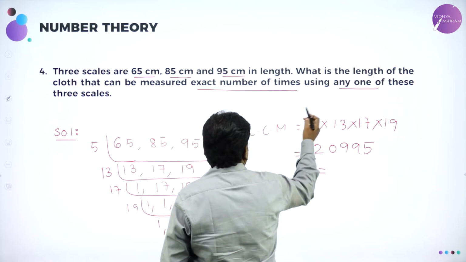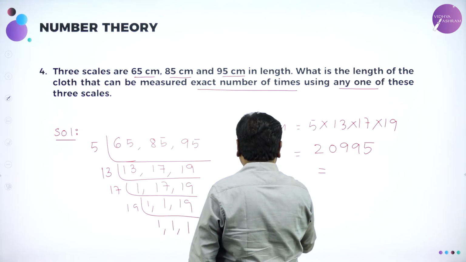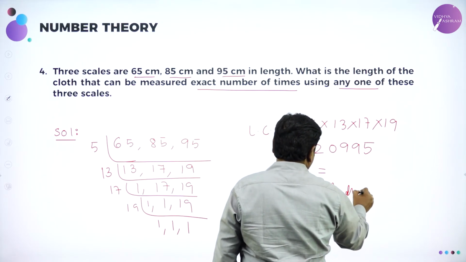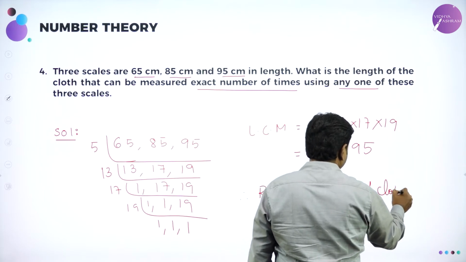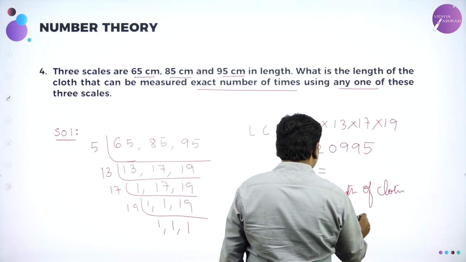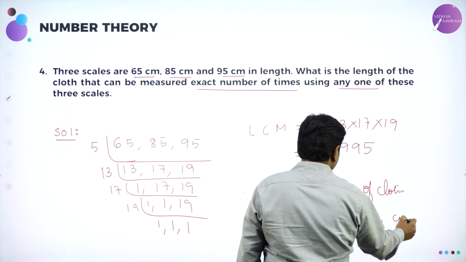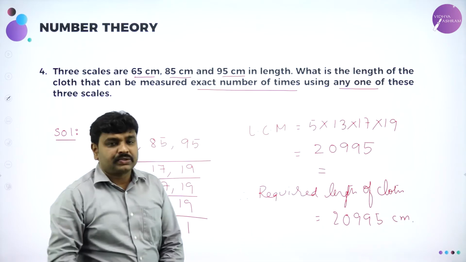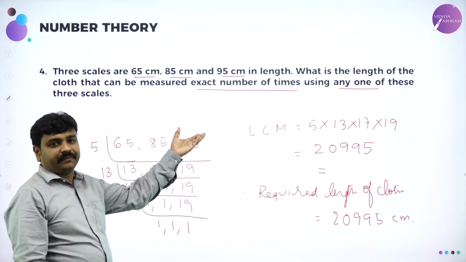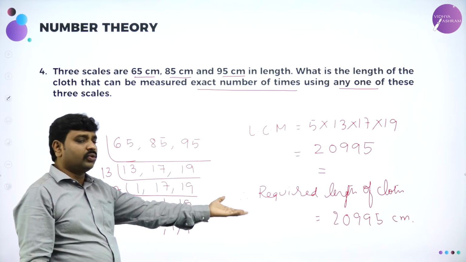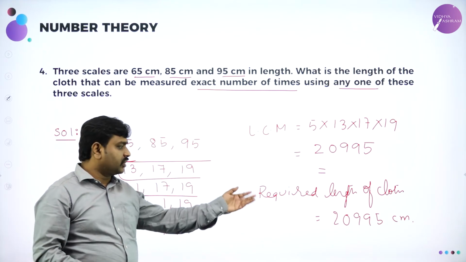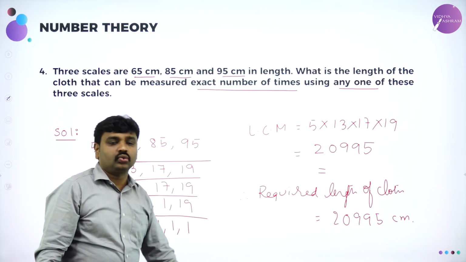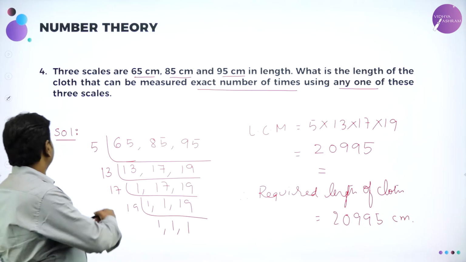They want the length of cloth, therefore the required length of cloth is 20995 centimeters, or you can also convert into meters, because all are in centimeters. Write the answer in cm. So the required length of cloth is the LCM of the 3, and they are given in centimeters, so I wrote it in centimeters. I hope all of you understood. If you want to convert into meters, divide it by 100. Divided by 100, the decimal shifts 2 digits, so it becomes 209.95 meters.